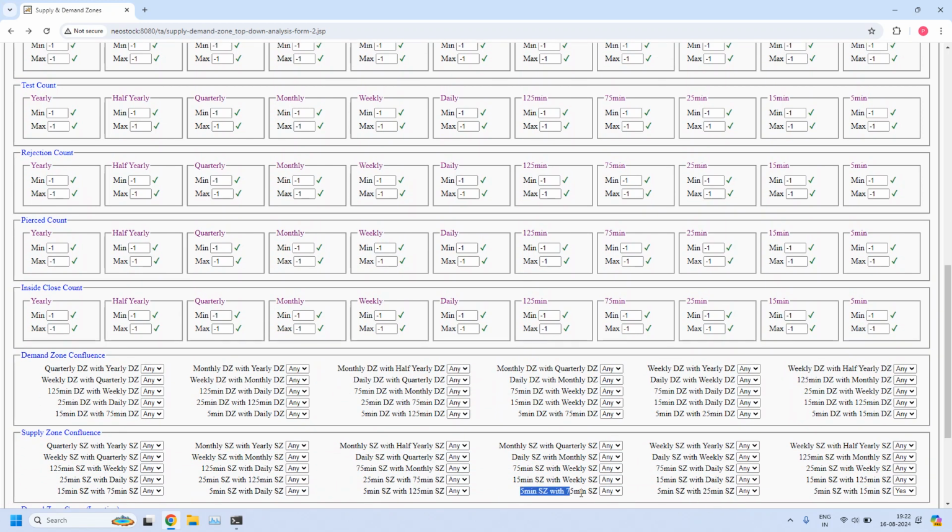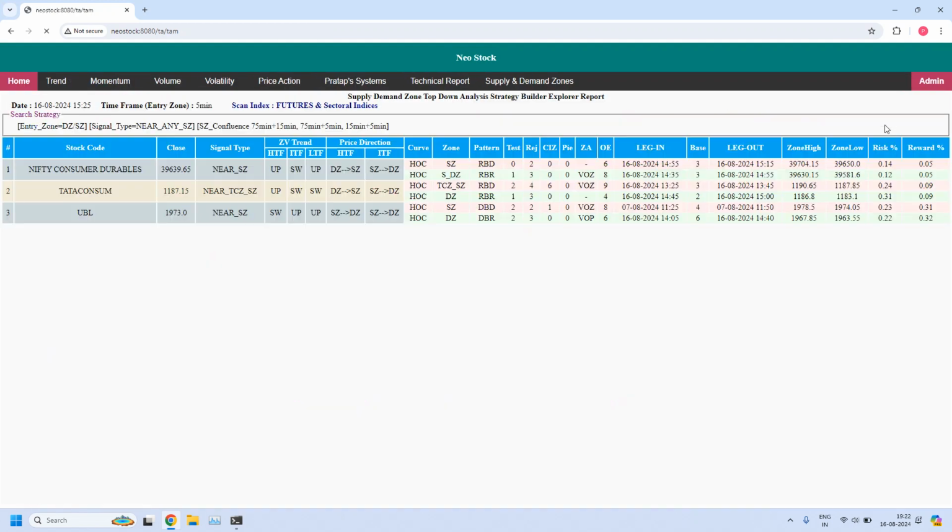So 5 minutes with 75 minutes confluence, and also 15 minutes with 75 minutes HTF and ITF confluence. Let's verify. Oh, 3 stocks, not 4, 3. All these 3 stocks are having confluence with LTF, ITF, HTF. That is 5 minutes, 15 minutes, and 75 minutes. Okay, this is about stocks near demand and supply zones. We also identified daily and 75 minutes high liquidity zone.